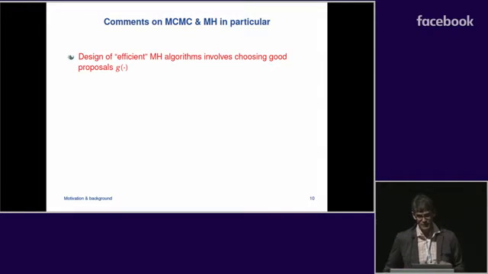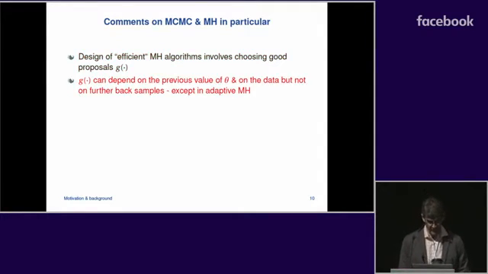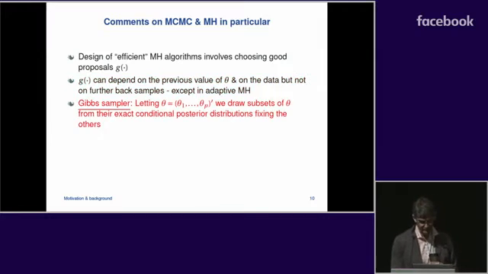So what's the game then? Well, if we wanted to do something efficient and particularly formally scalable to very large problem sizes, large N and P, then we need to choose a good proposal G. G can depend on the previous value of theta and on the data, but not on farther back samples, except in what's called adaptive Metropolis-Hastings. The reason it's a Markov chain is that we're just sampling based on the previous value of the sample, but not 20 samples ago. So it's like a first-order Markov chain.